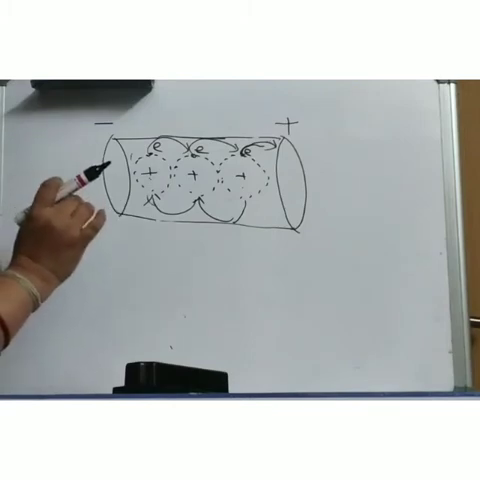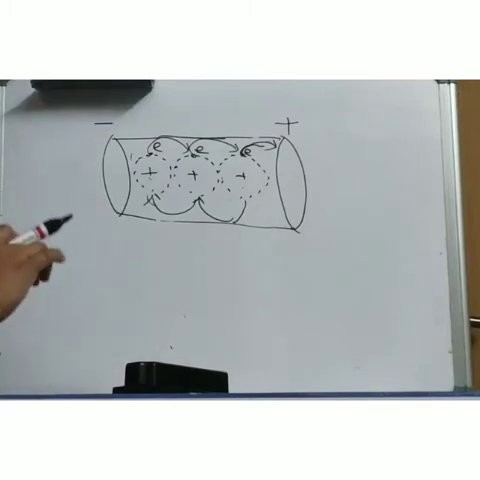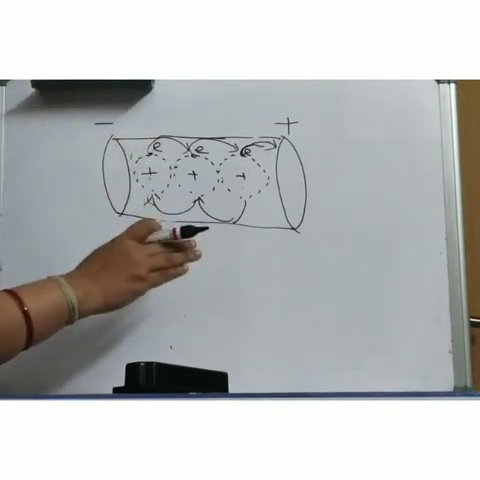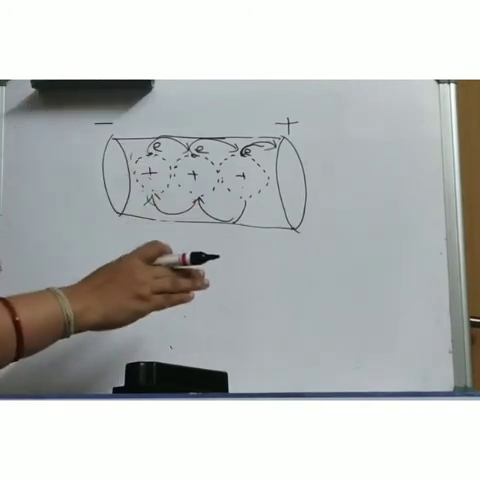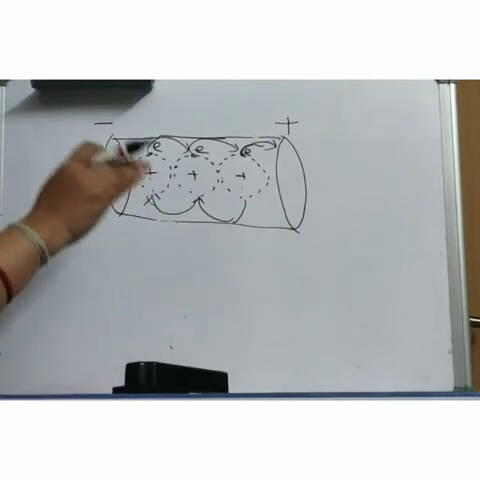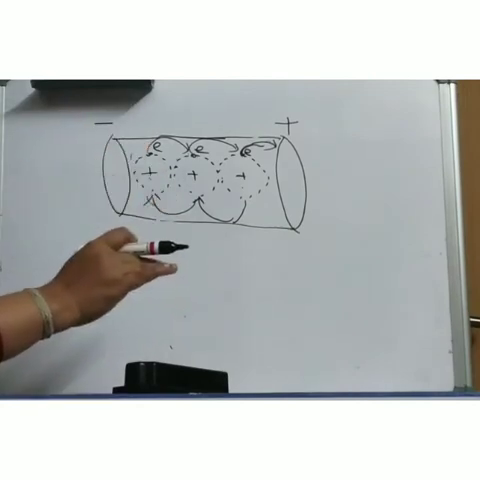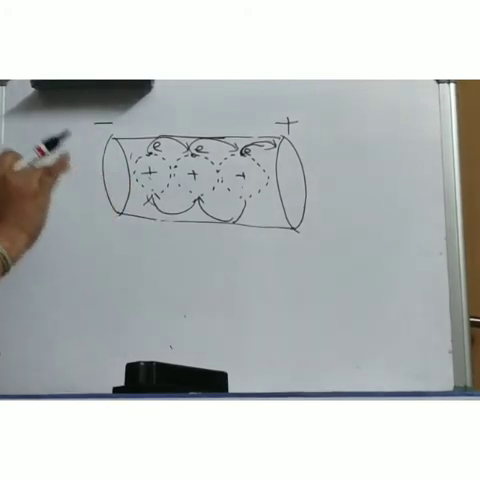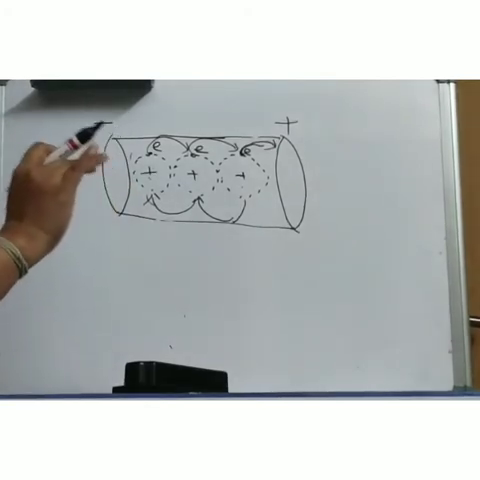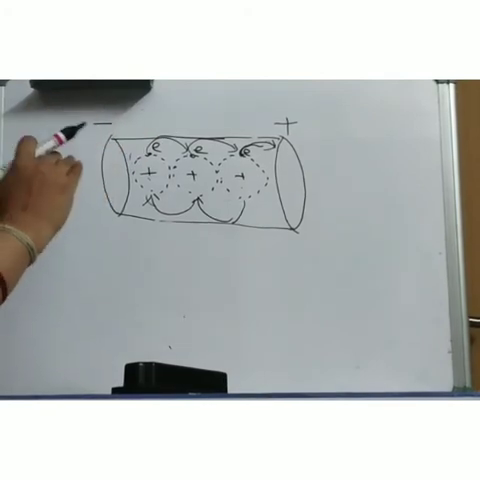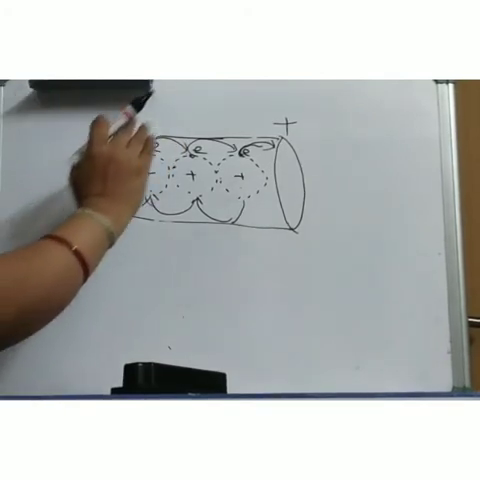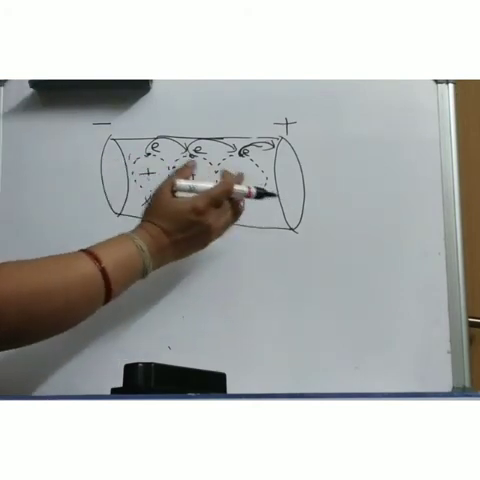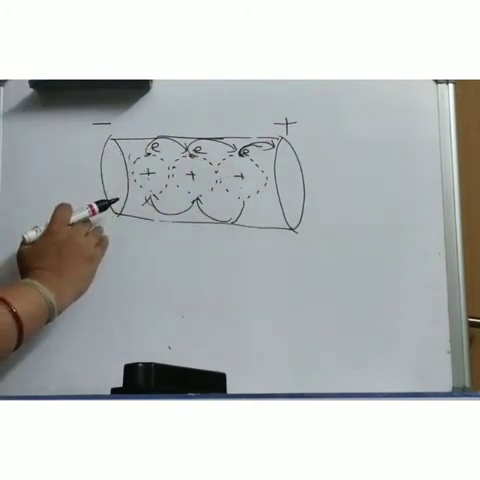In all the books you will see, in the current flow, positive charges are not moving. These electrons, negative charges, are responsible for the current flow. This is true. This is the fact. But in all the books you will see there will be a line that conventional current flow is because positive charge is flowing from this to this. So the conventional direction of flow is from positive to negative.